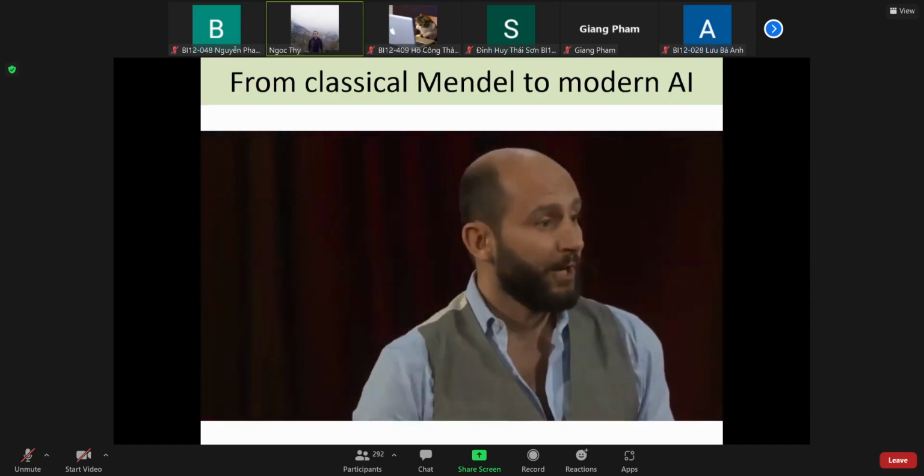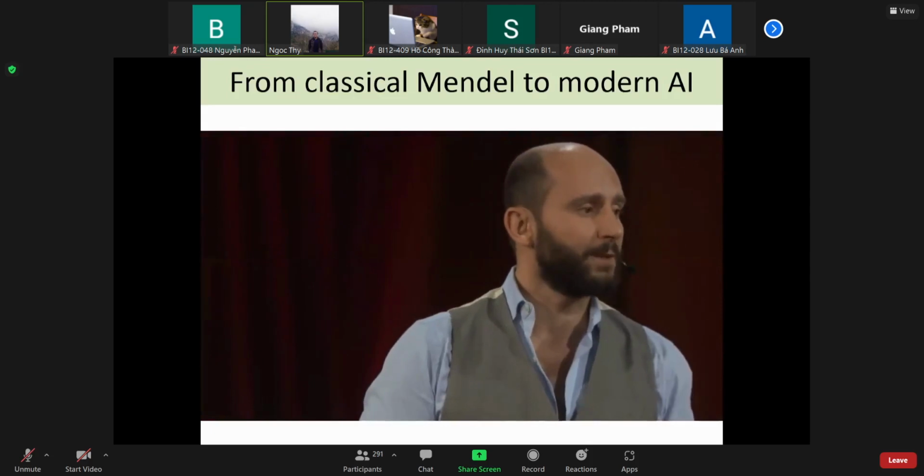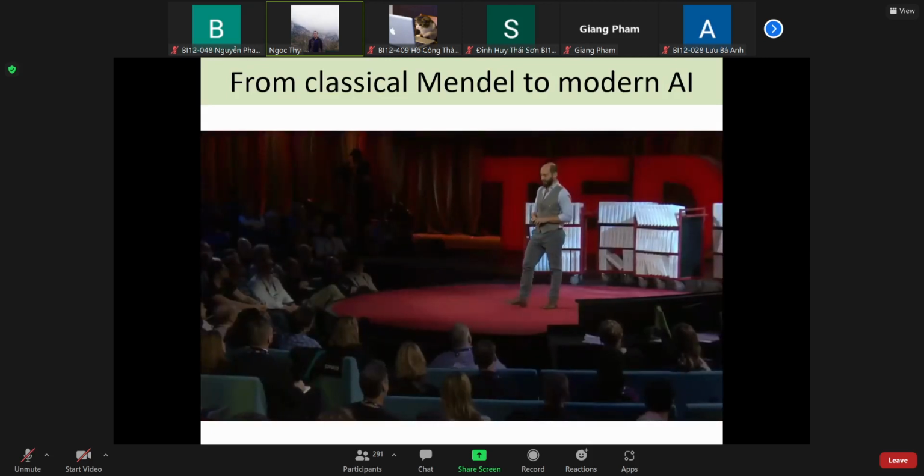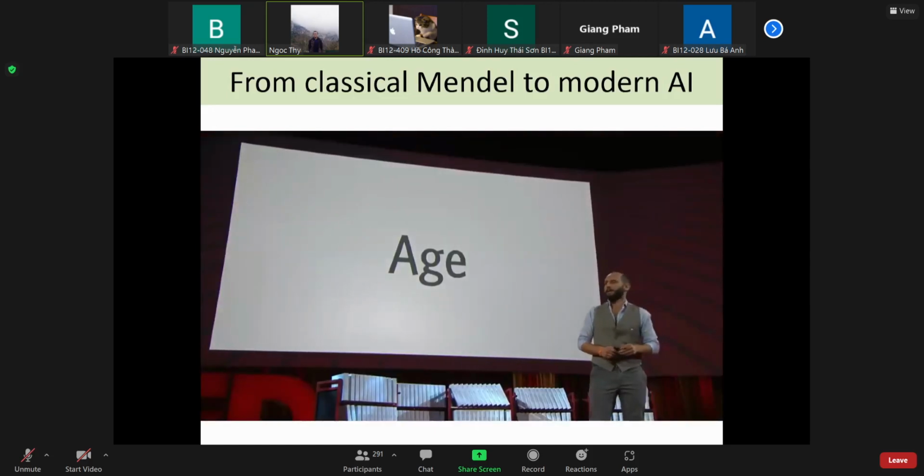Can we predict the eye color? Yeah, we can. 80% of accuracy. Can we predict the skin color? Yeah, we can. 80% of accuracy. Can we predict age? We can. Because apparently the code changes during your life. It gets shorter, you lose pieces, it gets insertions, we read the signals, and we make a model.